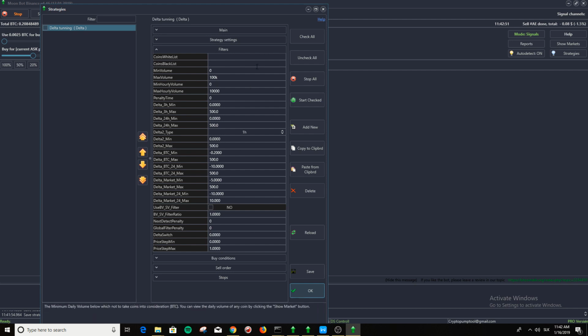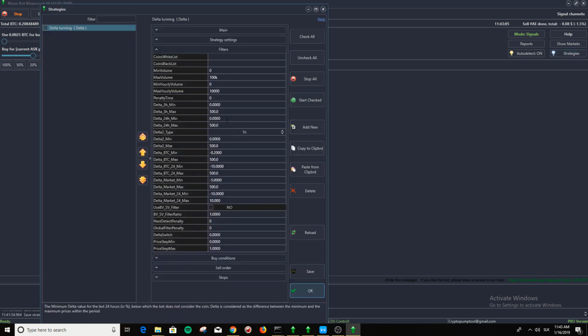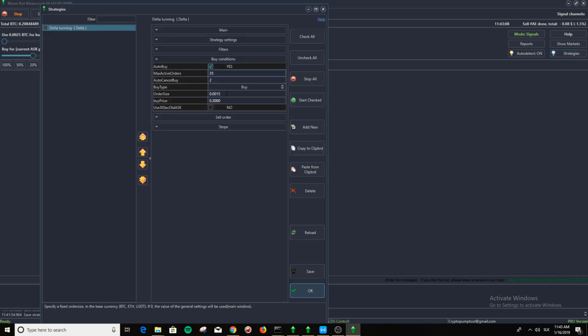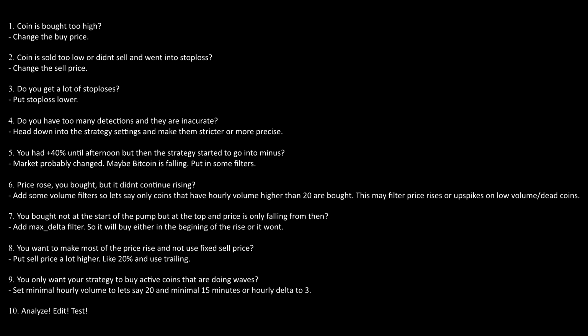Also, it's very handy to create an Excel sheet where you will store all the data. If, let's say, after a couple of days of testing your strategy is in plus, then it's time to turn off the emulation mode and run the strategy with real money. Use minimal orders to test it. This way you won't lose much if it doesn't work. Now that you get the gist of it, I'll give you a little cheat sheet. This process generally works for all the strategies.